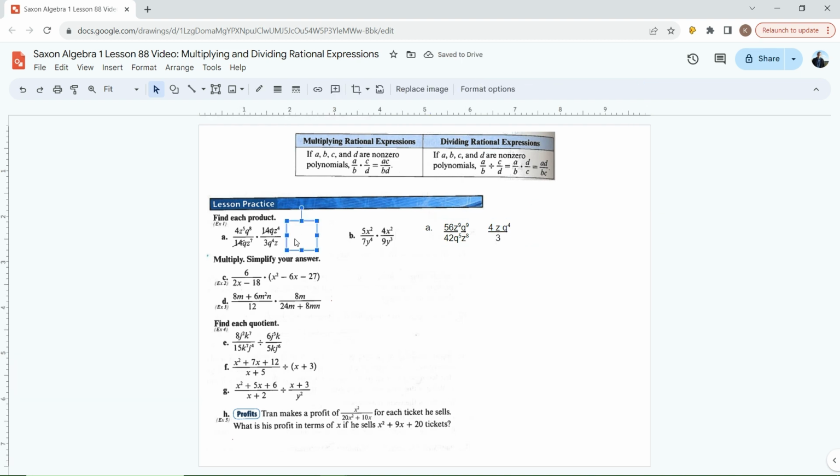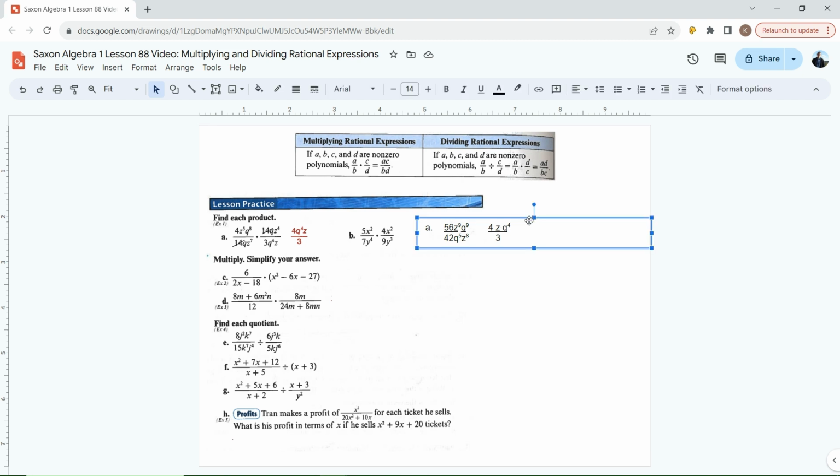Let's just make sure I did all of that right. 4 q to the fourth z over 3. They just put q, they put it in alphabetical order. Totally makes sense to do it that way. There we go. All right, let's see if we can do letter B.